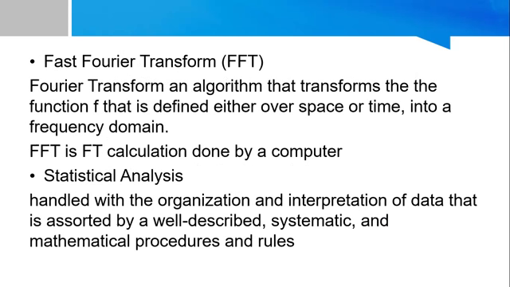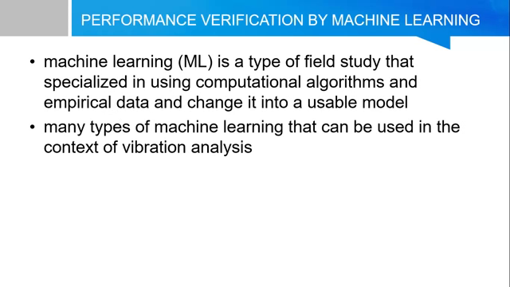First, the Fourier transform is actually an algorithm that transforms the function f, defined either over space or time, to the frequency domain. Then the fast Fourier transform is the Fourier transform calculation that is done by a computer. Then statistical analysis. Statistical analysis is the analysis of data obtained using well-described systematic and mathematical procedures and rules. The result of this analysis can only be displayed using numbers and not words.